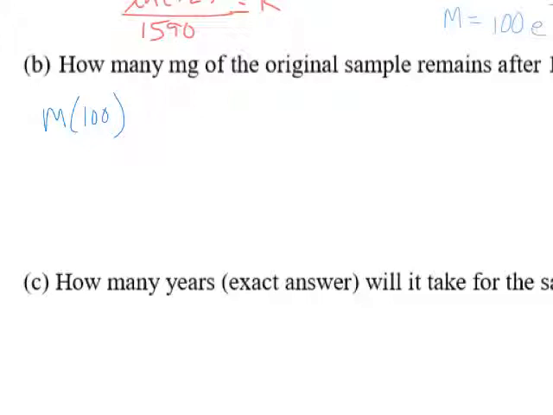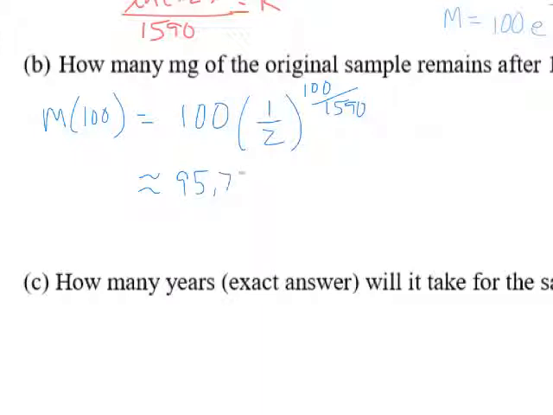How much exists after 100 years? And we can use any one of the equations that I found. I'm going to go with the one that I think looks the cleanest and plug it into that equation. And we find that that is approximately 95.734 milligrams. If you plugged it into the one that we found first, you get the same answer. It's just it takes a little bit more time to write out that process.